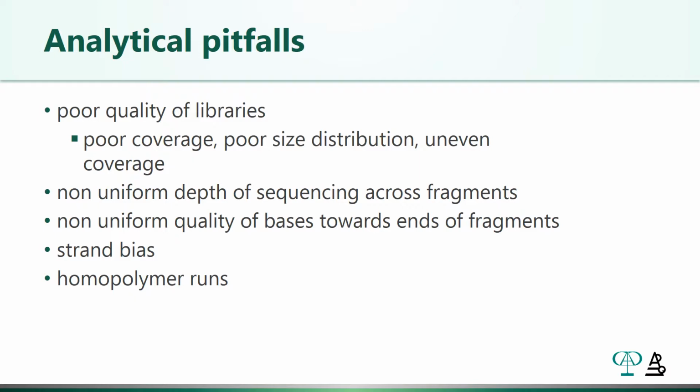A homopolymer run is somewhere where you have the same nucleotide repeated more than once, and some of the platforms have difficulty in really assessing the true number of nucleotides in a homopolymer run and can actually make mistakes, especially when it comes to insertions or deletions in these areas, because there can be easily misalignments. So all of these things are things to be aware of.